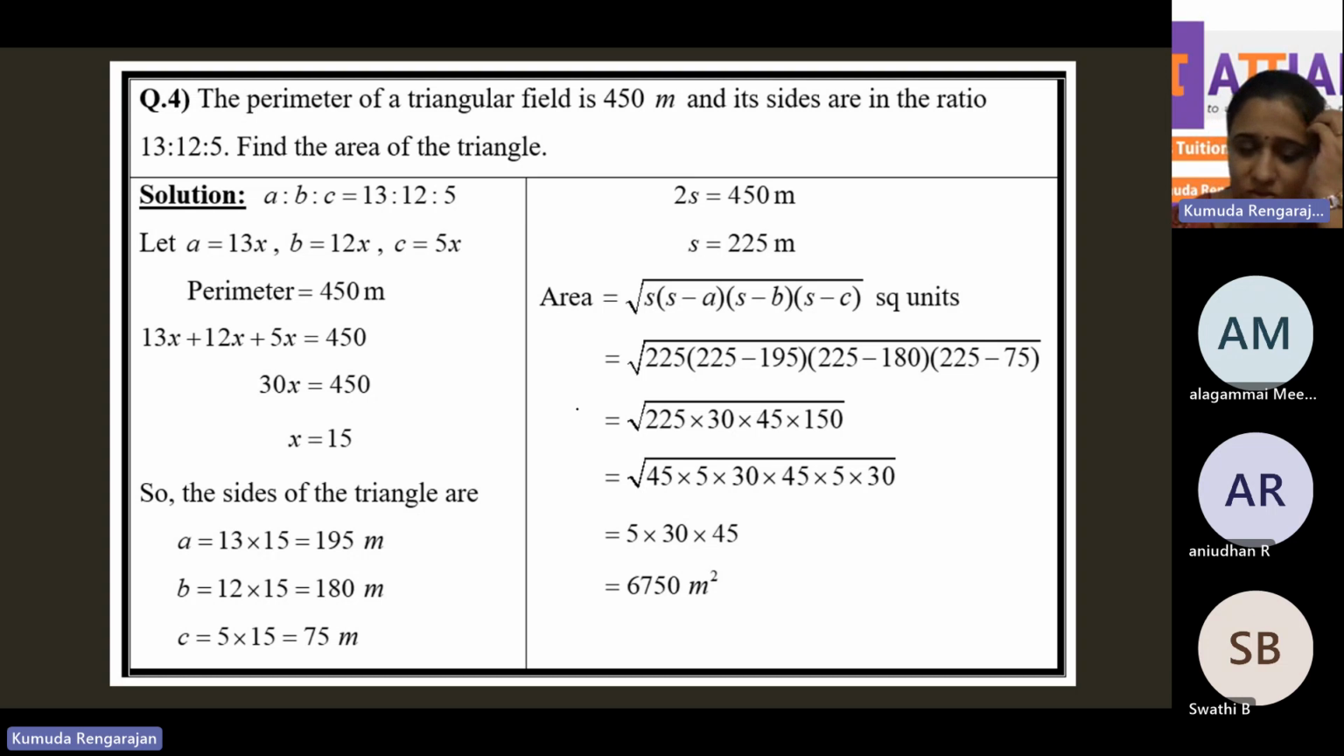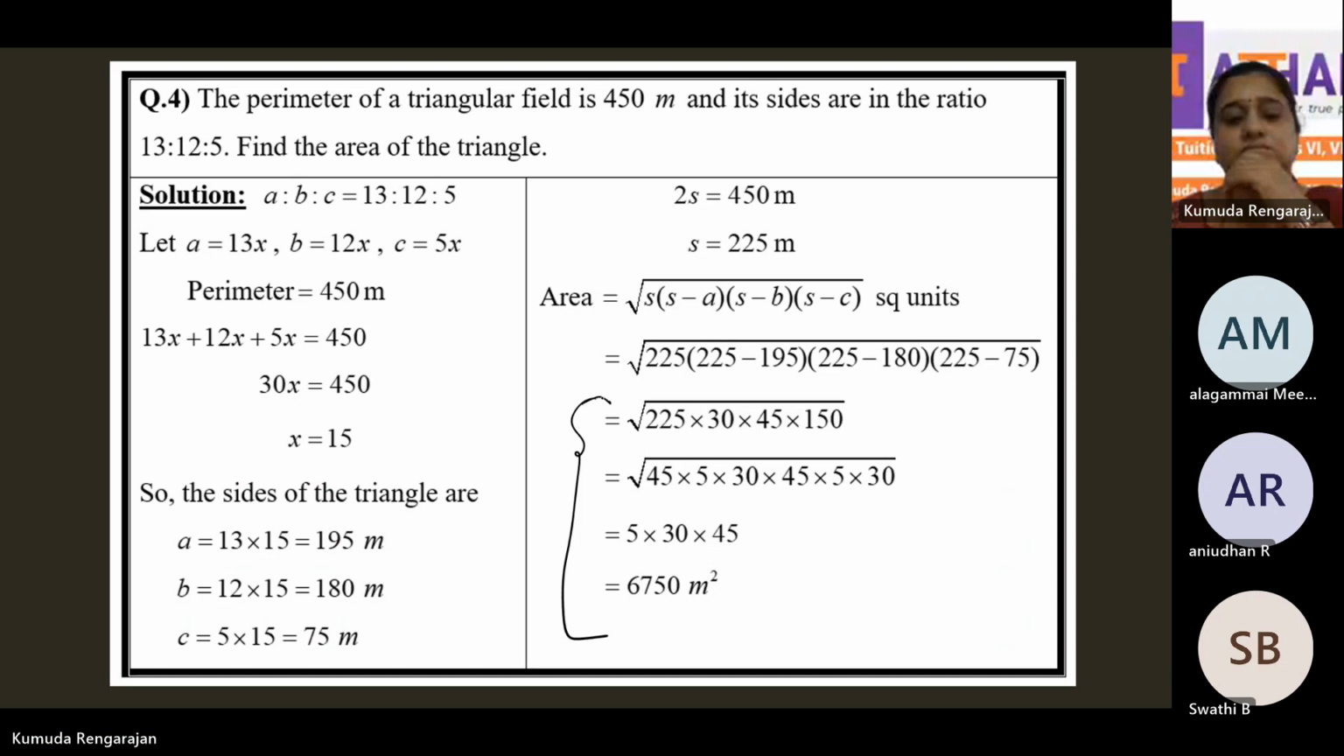Now you write this answer as you see here. Write exactly the same thing. Online students, understood how to simplify from here? This portion, understood?